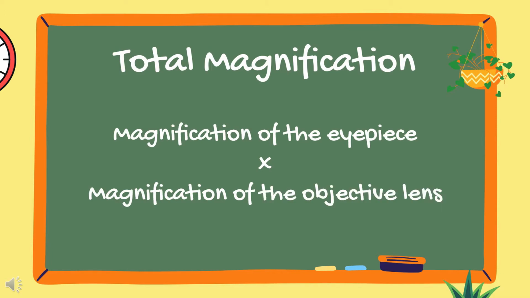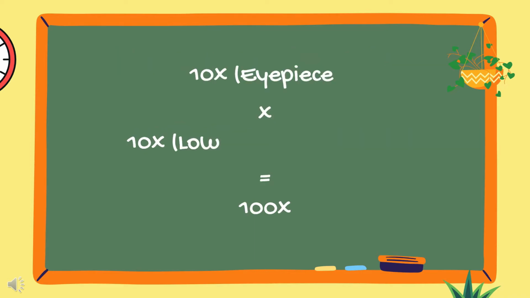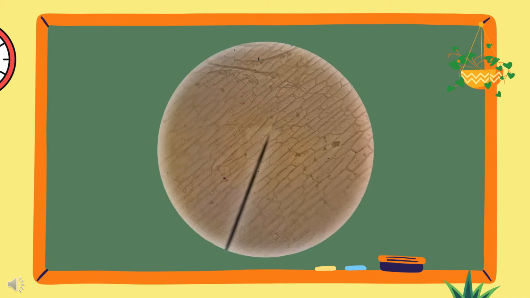The total magnification with which you are viewing the object can be calculated by multiplying the magnification of the eyepiece lens by the magnification of the objective lens you are using. For example, the eyepiece has the magnification of 10x multiplied to the magnification of the low power objective, which is 10x. What is the total magnification? 10x times 10x equals 100x. This means that the object you are viewing is magnified 100 times.